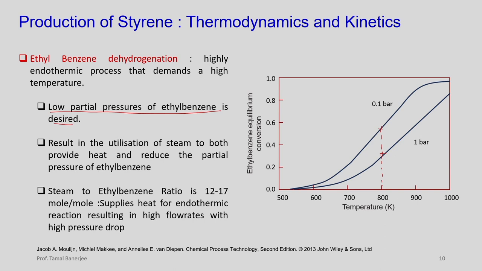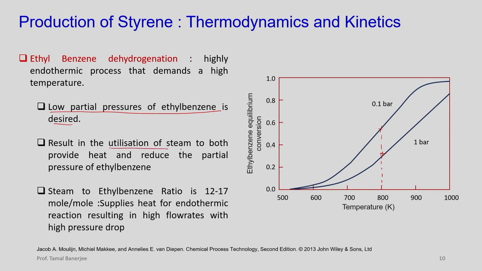But even though ethyl benzene is converted, it does not mean that everything is converted to styrene. So, you can ask, why can't I convert at 1000 Kelvin? Why don't I conduct the experiment at 1000 Kelvin? So, I get everything. But the issue is there are some unwanted side reactions at high temperature. Anyway, you have a higher conversion when you have lower partial pressure of ethyl benzene. So, it means you have to add some other gas in order to reduce the ethyl benzene concentration. So, what will the industry do?